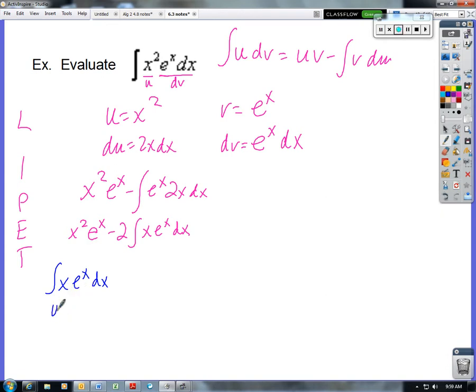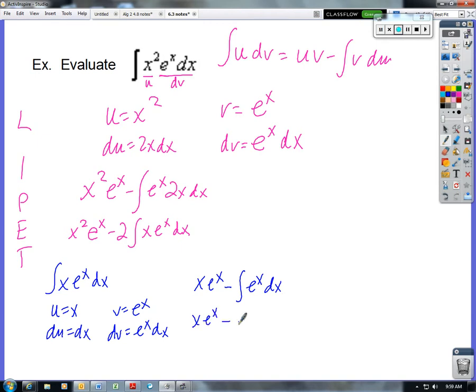Polynomial before exponential. So u is x, du is dx, dv is e to the x dx, v is e to the x. And it's going to be uv, x e to the x, minus the integral of v du. So x e to the x minus the integral, that's e to the x, and plus c, of course. So this part can go right there.